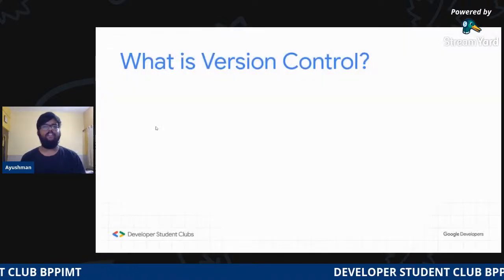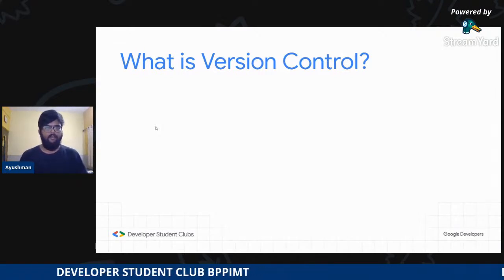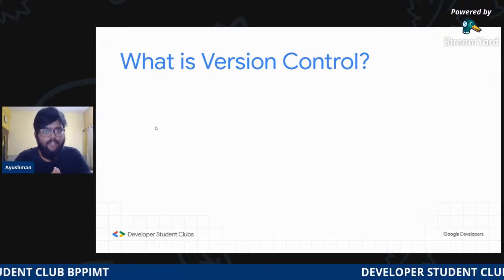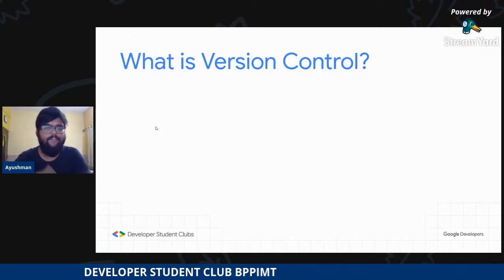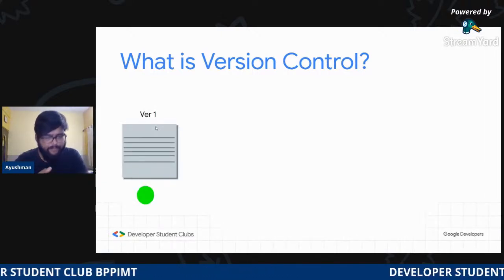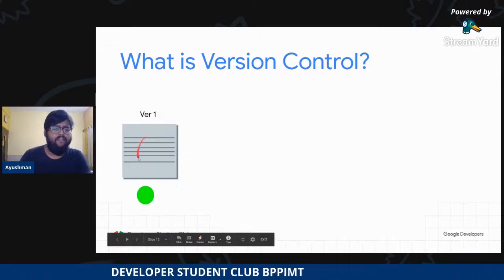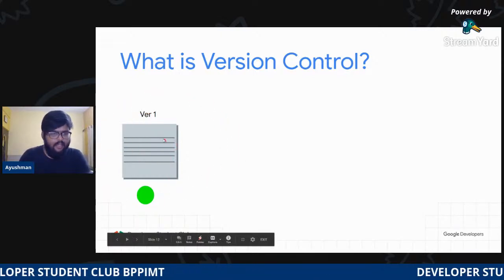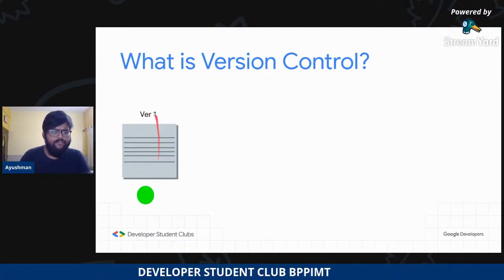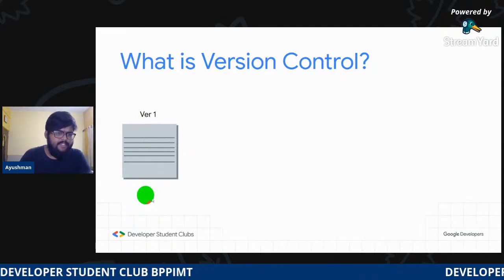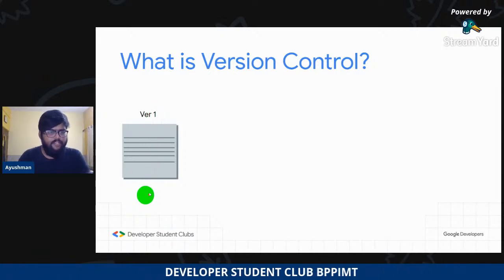So let's start. What is version control, or version control system? Here we will not be learning about this from a source code point of view, but from a poster point of view. Suppose you want to design a poster, right? So you have this poster here. Initially there is some text in this poster, and you call this version of the poster version 1, and this green dot represents that this is the final version which I have worked on.